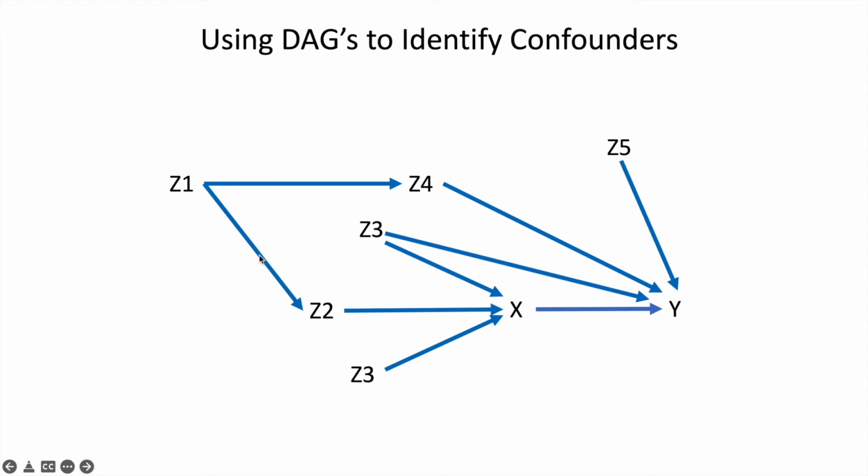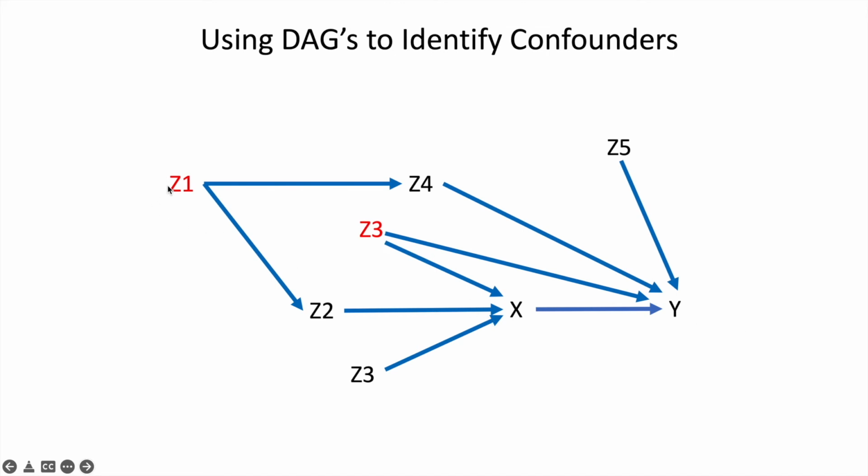Like I said before, the confounder needs to be causally related to both the exposure and the outcome. So it's basically just these two. This one's only related to the outcome. This one's only related to the outcome. Only related to the exposure. Only related to the exposure. This one is directly related to the outcome and the exposure.